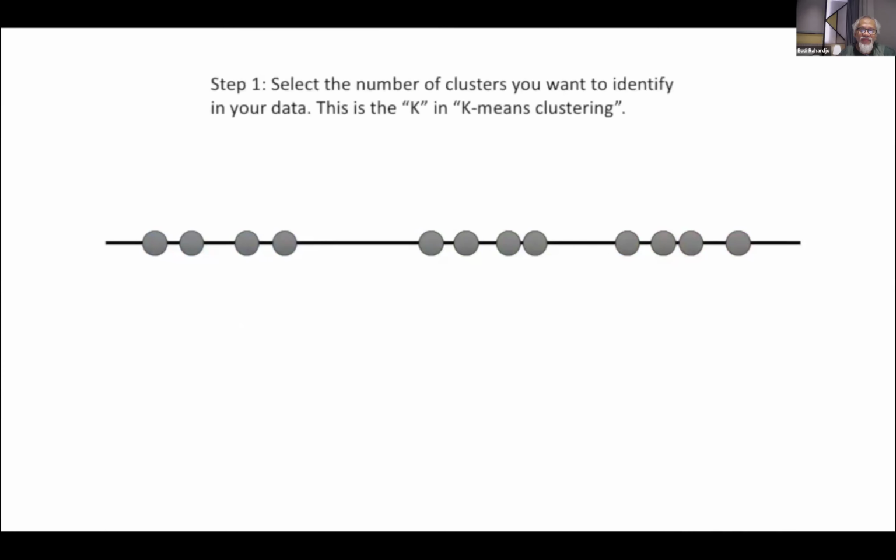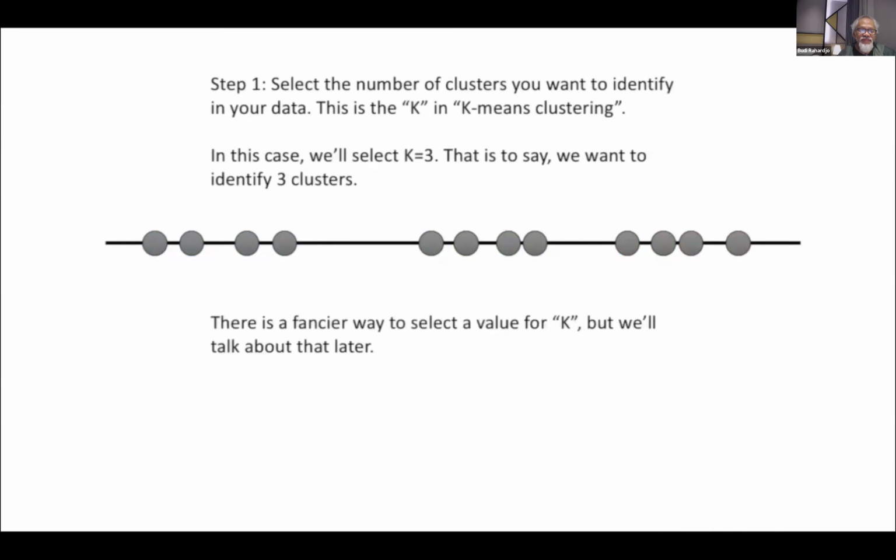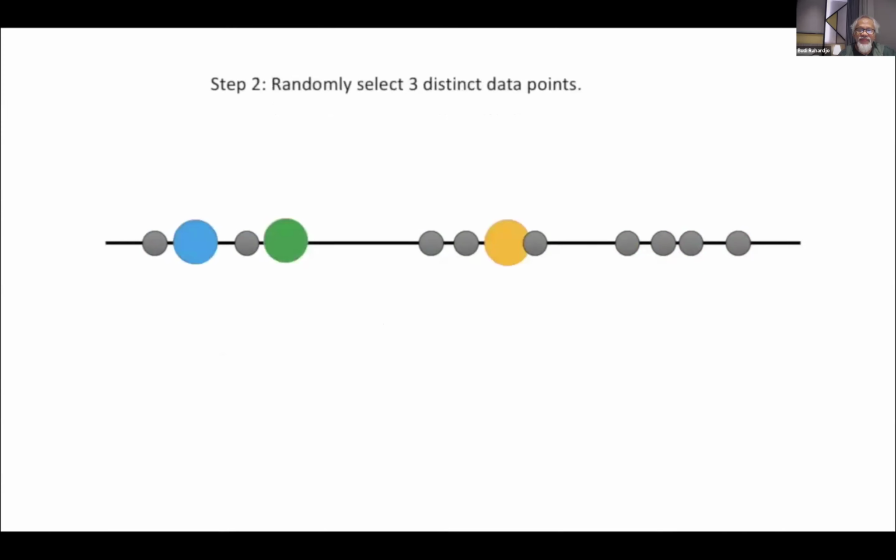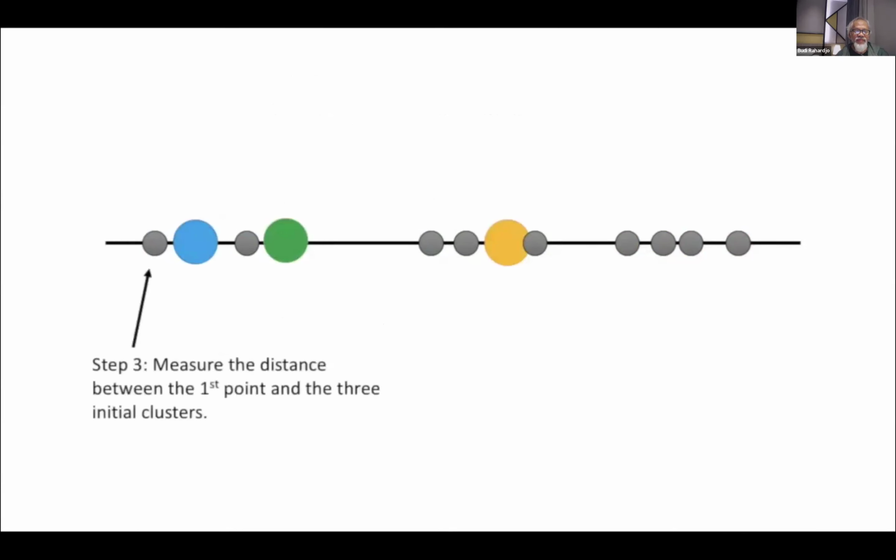Step 1. Select the number of clusters you want to identify in your data. This is the k in k-means clustering. In this case, we'll select k equals 3. That is to say, we want to identify 3 clusters. There is a fancier way to select a value for k, but we'll talk about that later. Step 2. Randomly select 3 distinct data points. These are the initial clusters.